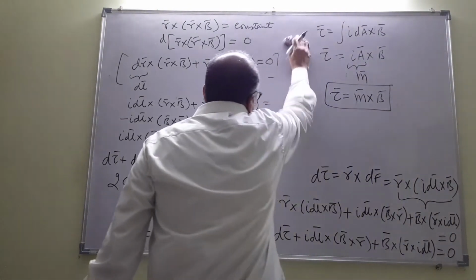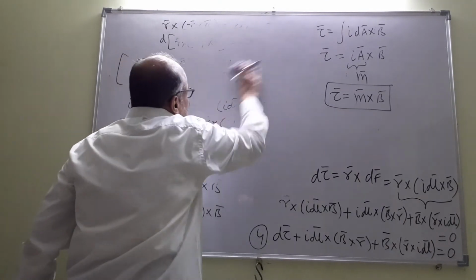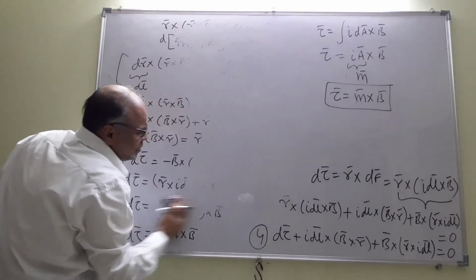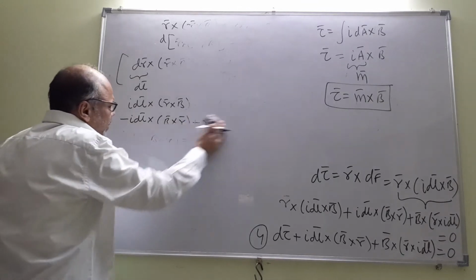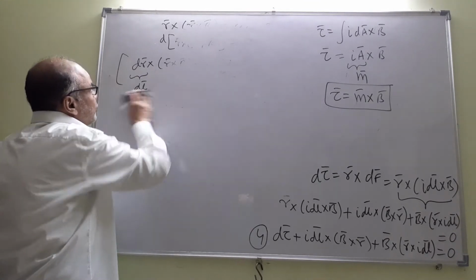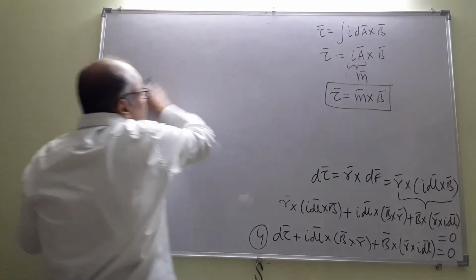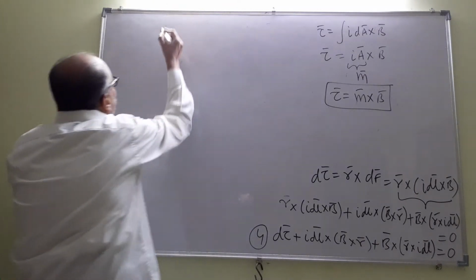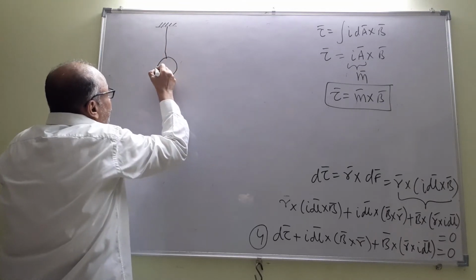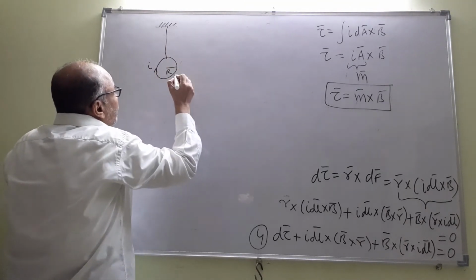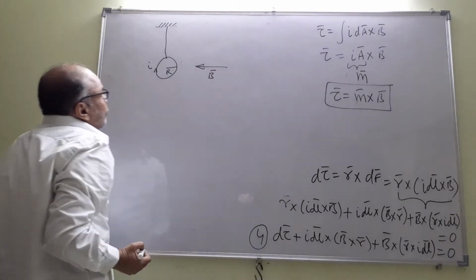Now let us take a simple example where we have a current carrying coil suspended from the ceiling and there is a horizontal magnetic force. So you have a loop here, a current carrying loop of radius r, and there is a magnetic field B like this, horizontal.